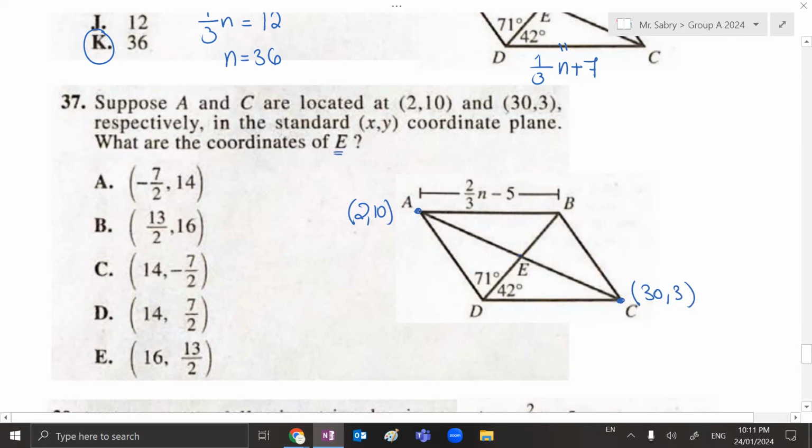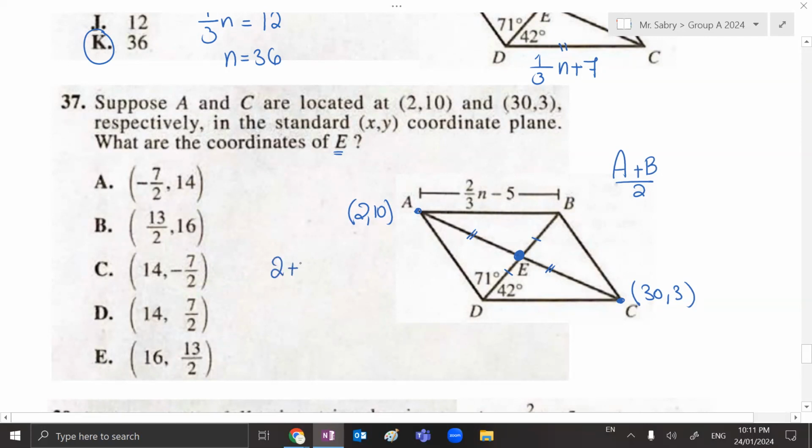Point E is basically this point, which is the midpoint of this diagonal, because this part is definitely equal to this part. So how do I find the midpoint between any two points? I just need to add them and divide by 2. How did I know it's a midpoint? Because that's part of a parallelogram as well. Diagonals, when they cross each other, bisect each other. They split each other into two equal parts.